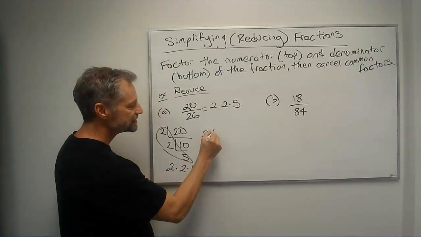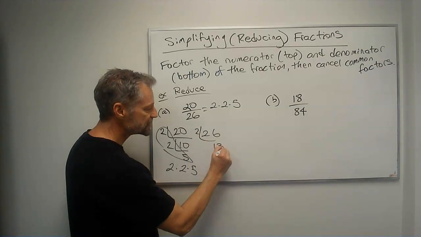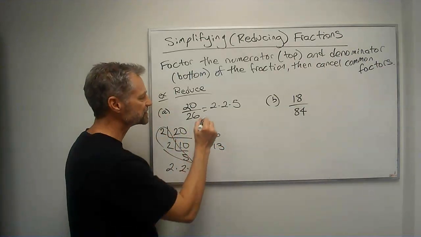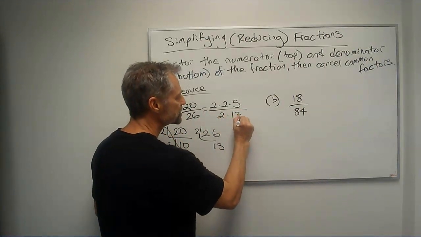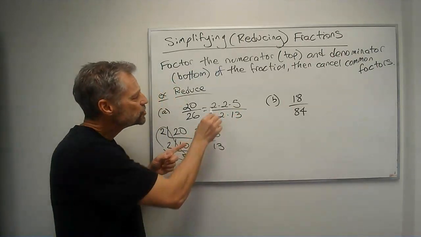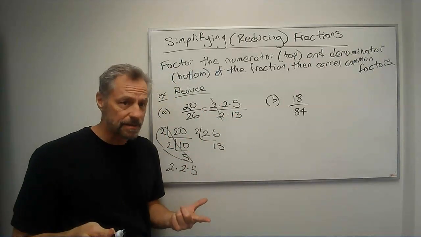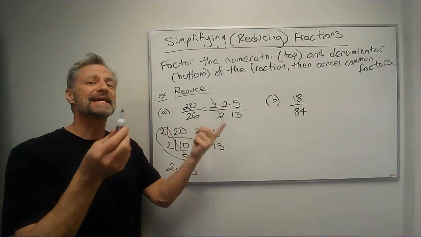And with 26, 2 goes in there 13 times. 13 is prime. That's as much as I can do. So that's 2 times 13. Well, 2 divided by 2 is 1. And 1 times anything gives you back what you had.